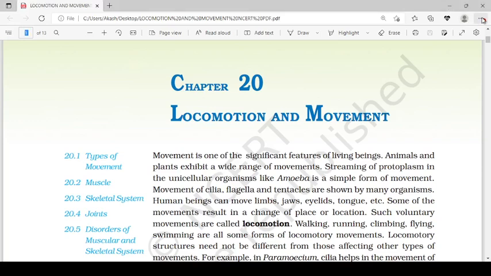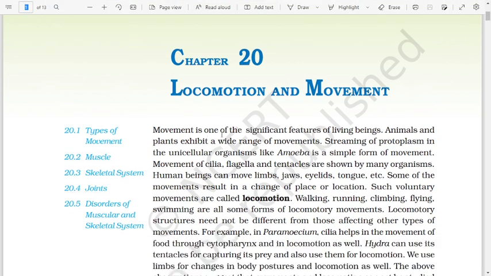Locomotion and movement. Movement is one of the significant features of living beings. Animals and plants exhibit a wide range of movement. Streaming of protoplasm in the unicellular organism like amoeba is a simple form of movement.